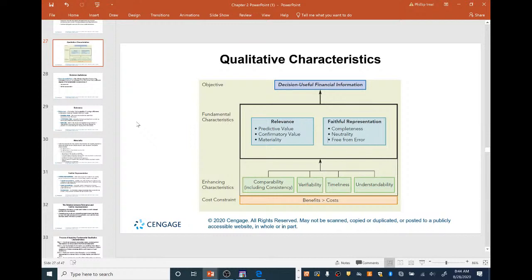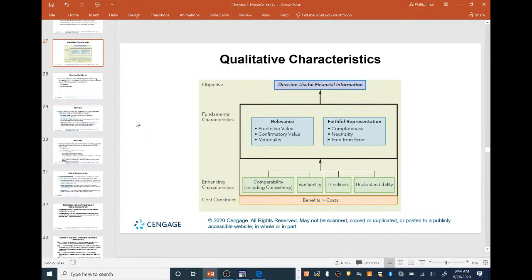Remember that all this stuff is subject to the cost benefit threshold. So if it costs more to put the information in the financial statements than the benefit that's going to be derived from it, then we're not going to record it, right? So all this is going to be subject to the benefit cost constraint.